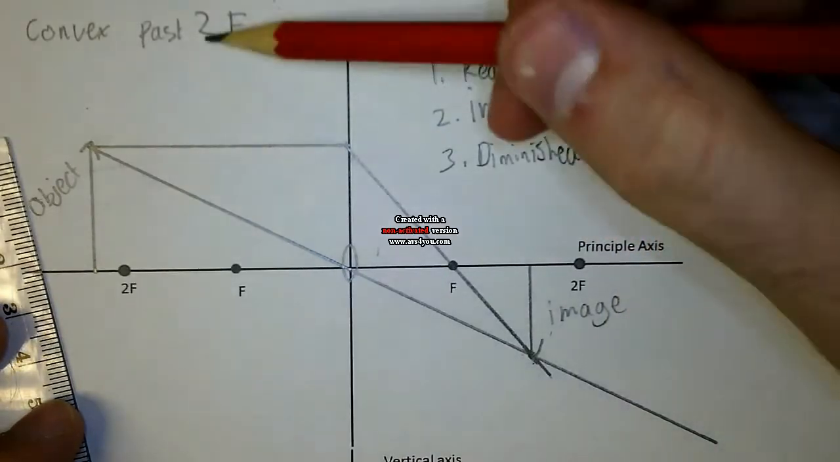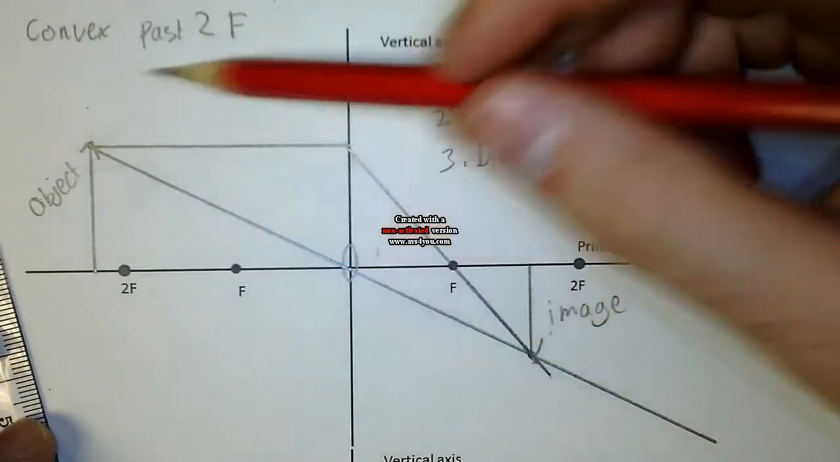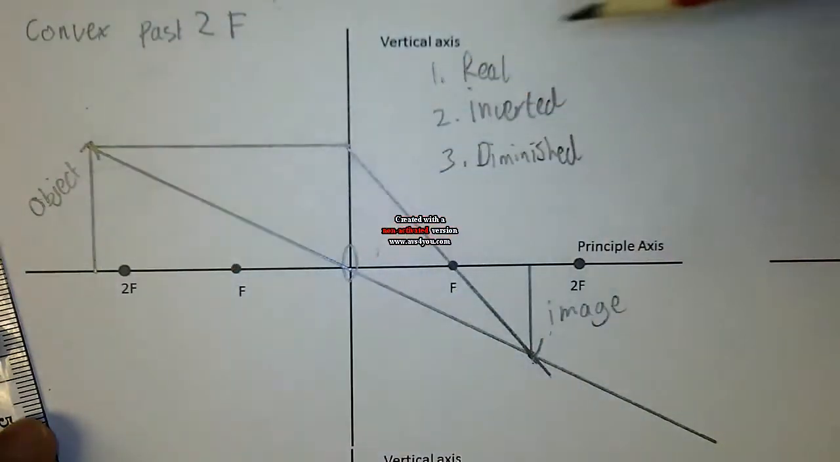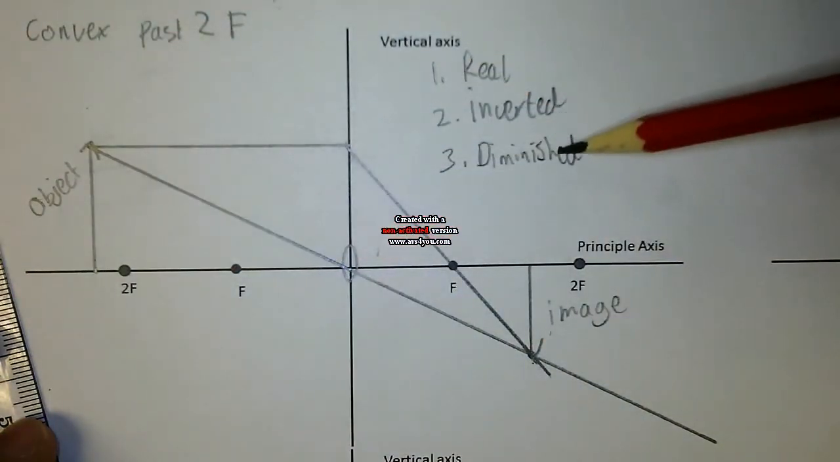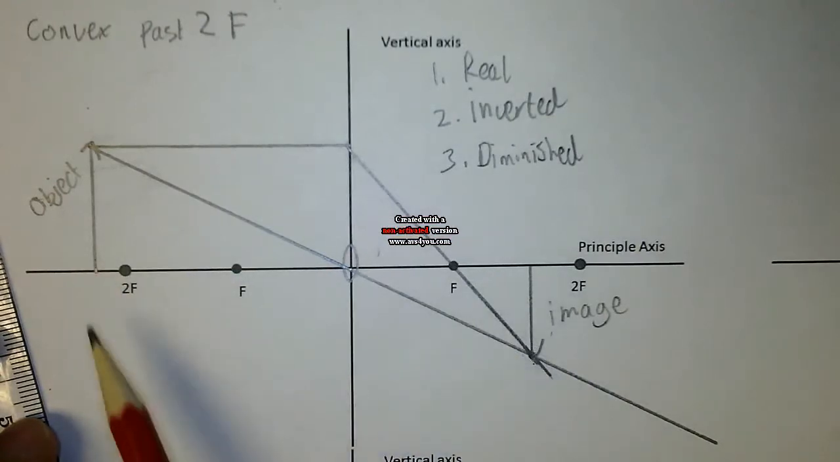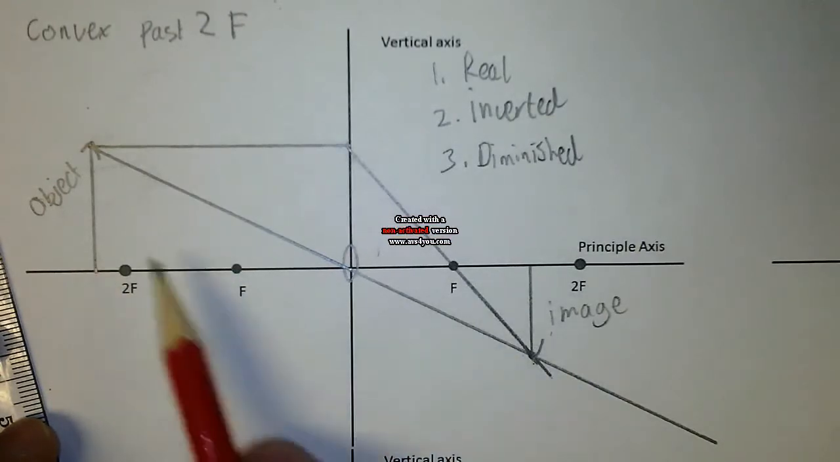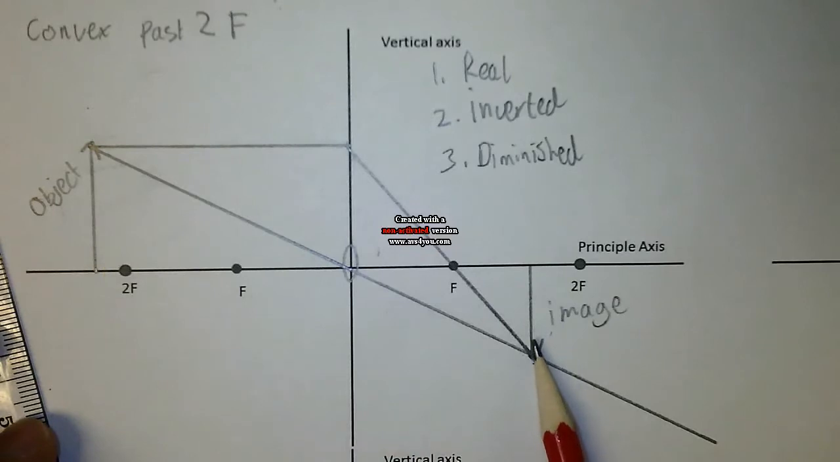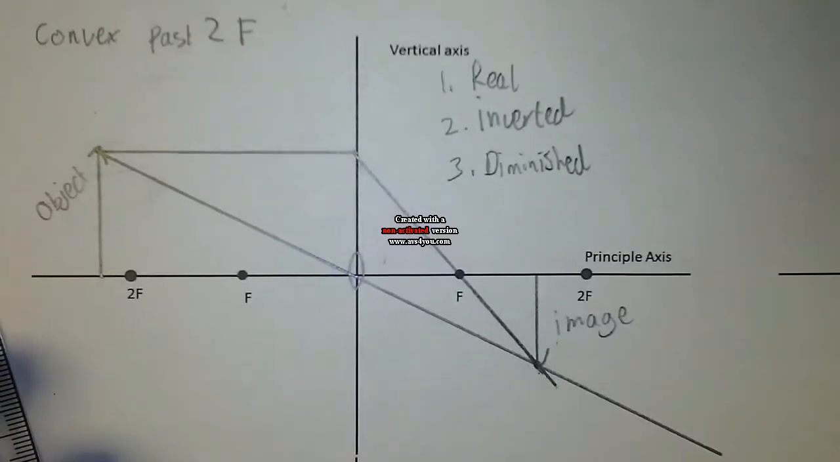So this happens anytime you have an object past 2 times the focal point. You end up with a real, inverted image that is diminished. So we could work out as well how many times that is diminished. Okay, so you can work out the magnification of this. But we'll do that one later when we look at one that's bigger.